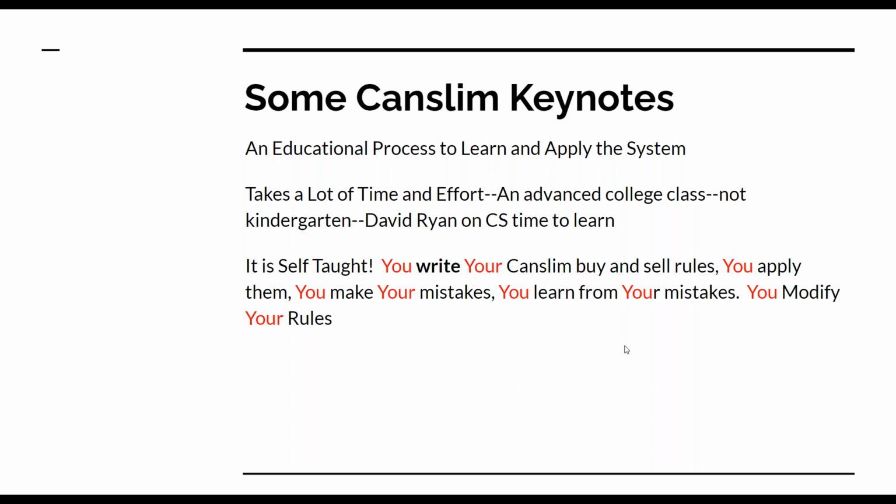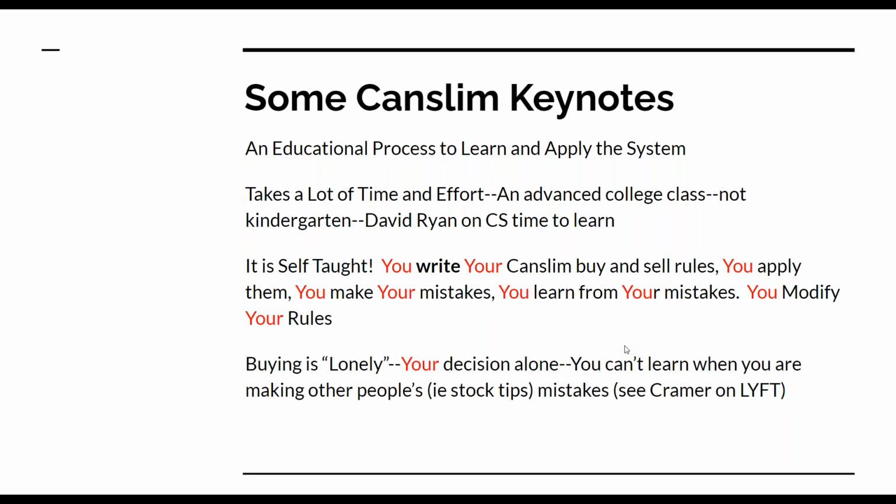It is self-taught. You have to write your Canslim buy and sell rules based on the system and what Bill gives us in the books and on the website. You have to apply your rules. You have to make your own mistakes. You have to learn from your mistakes, and then you go modify your rules. That's how it works. It doesn't have anything to do with CNBC, and it doesn't have anything to do with Twitter. So buying is lonely. It should be in a vacuum.